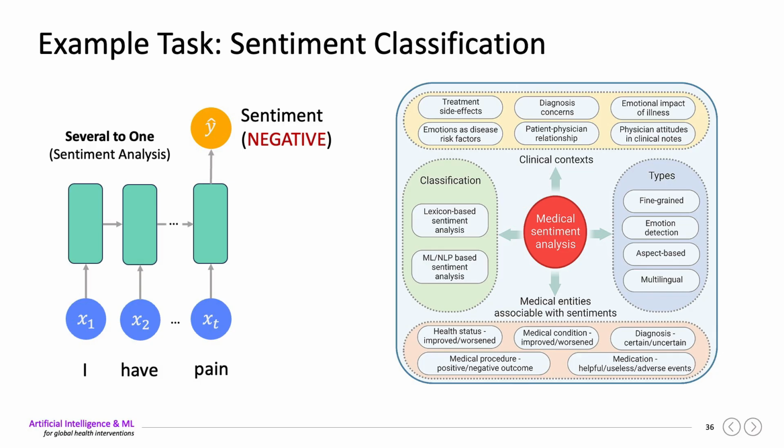The framework ultimately links sentiments to medical entities, such as changes in health status or disease condition, improved or worsened, diagnostic certainty, the outcomes of medical procedures, and patient responses to medications, including helpful effects, lack of benefit, or adverse events. Together, these elements illustrate how sentiment analysis can extract clinically meaningful insights from medical text.